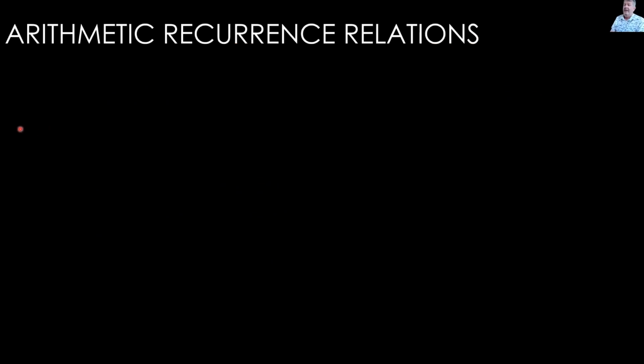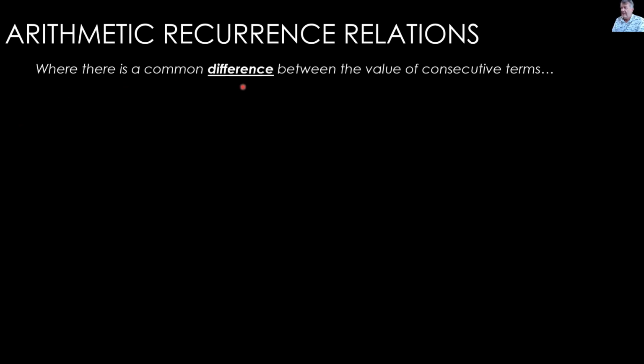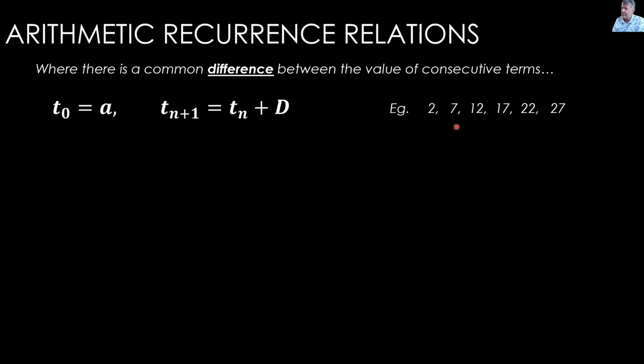Okay. Now, remember an arithmetic sequence has a common difference. So does the arithmetic recurrence relation. What it looks like is what we've just seen. The T0, the initial value, is A, whatever it is. The next value equals the current value plus the common difference. An example: 2, 7, 12, 17, 22, 27.